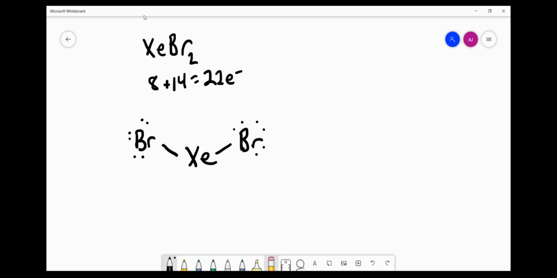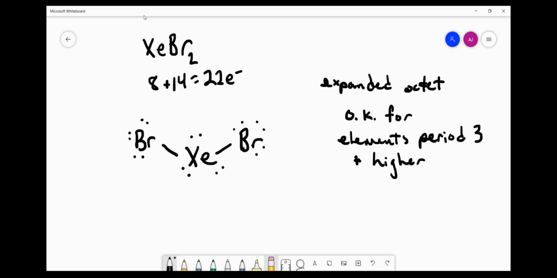Next, I go to the central atom. I have 6 electrons left. 1, 2, 3, 4, 5, 6. Now, you look at this and you see that xenon has 2, 4, 6, 8, 10 valence electrons. So that's what's called an expanded octet.